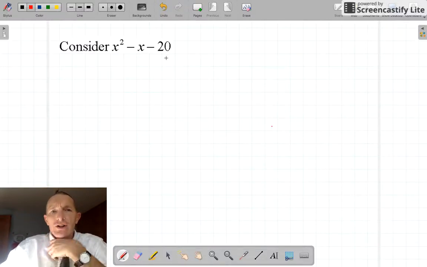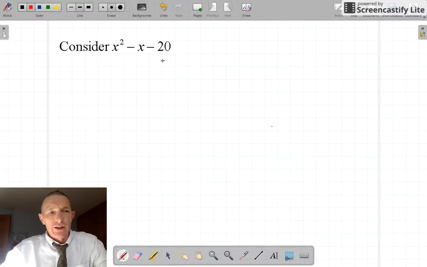Okay, I've got a quadratic equation here, but this technique is going to work with cubics or whatever. First thing I want to do is factorize it. What I'm actually going to do in this video is divide by one of the factors and see what the remainder is and show you exactly how to divide.